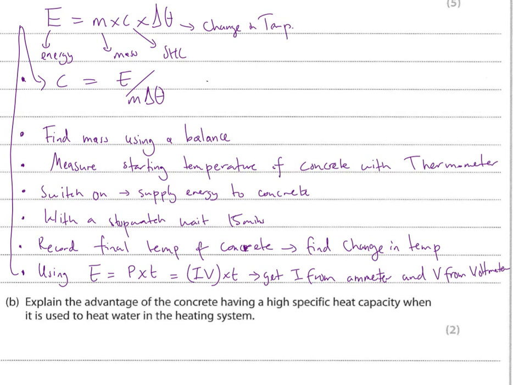And then we say, using the equation, put values in to calculate C. Because the mass we know is here. Initial temperature, we know, is here. Energy supplied, we know, is here. Final temperature, we know, is here. So we can find the change in temperature already. Time, we know, is here. So we can use the equation here, and it's done.